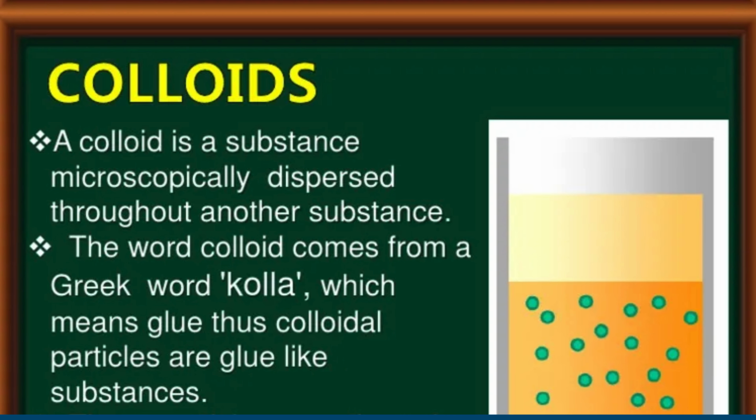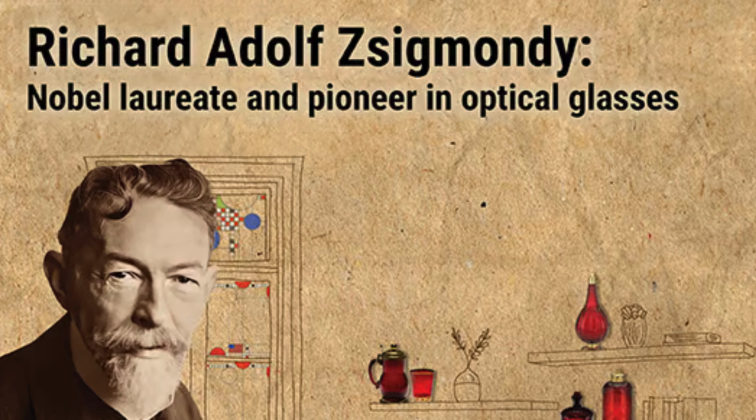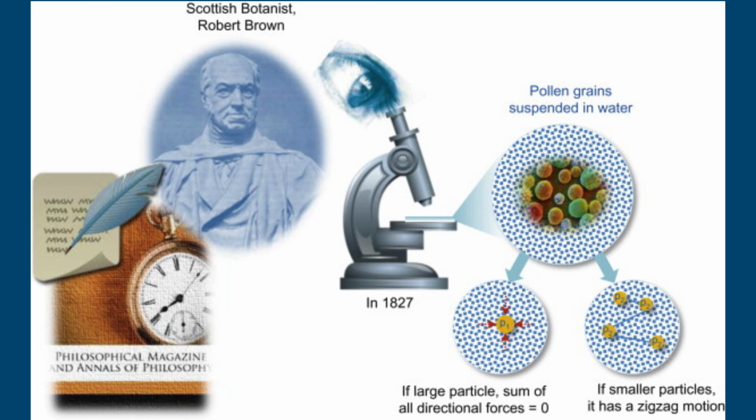Later investigations showed that colloidal behavior depends primarily on particle size rather than chemical composition. Any material can exhibit colloidal properties if divided into sufficiently small particles. Important contributions were subsequently made by Richard Zsigmondy, who developed the ultramicroscope for observing colloidal particles, and Albert Einstein, who theoretically explained Brownian motion using kinetic molecular theory.